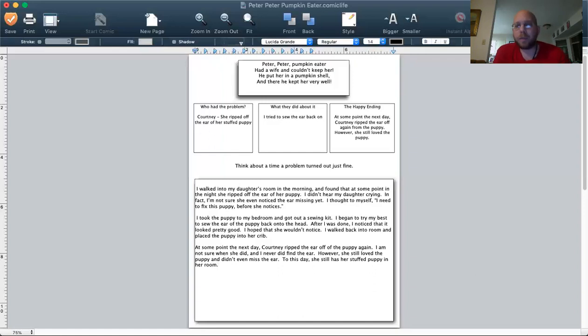And there we go. Now, again, this is just a draft. I can always go back and add detail. I can add figurative language in there. I can add more adjectives, more elaborative sentences in there. But this is a good draft. All right, guys. So here's Peter Pumpkin Eater.